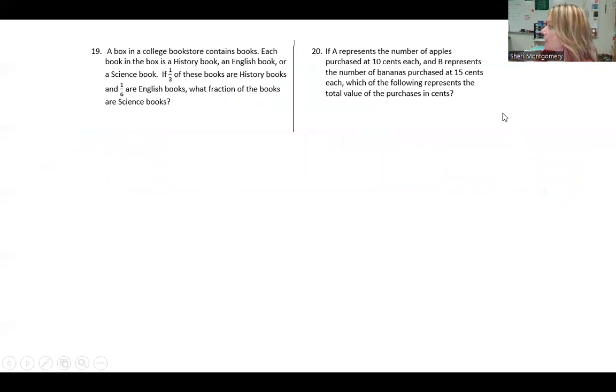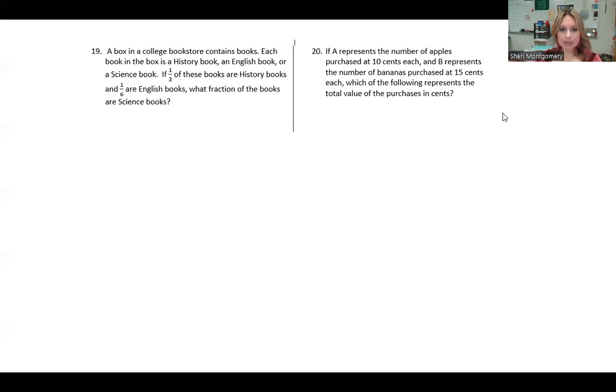We have 2 more questions, and these are word problems, but they're the same word problems on your test. So let's read through them. It has 2 things I don't like. Words and fractions? Yes. A box in a college bookstore. Y'all ready? Okay. A box in a college bookstore contains books. Each book in the box is a history book, an English book, or a science book. 1/3 of these books are history books. 1/6 are English books. How many are science books?